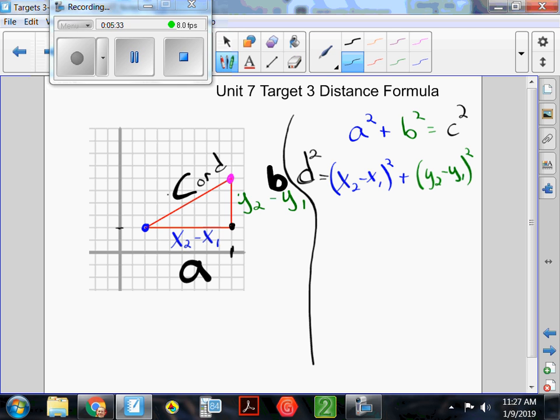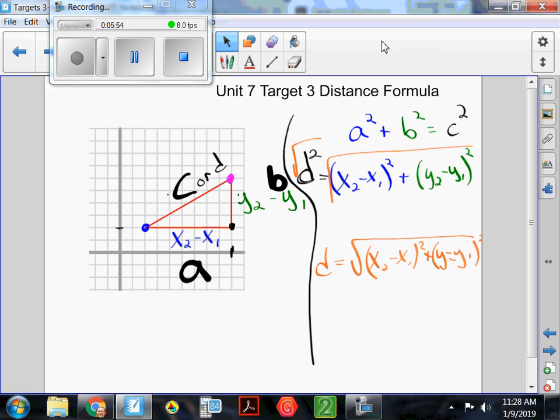And then to solve it, I need to get d, not just d squared. So I would take a square root on the left and a square root on the right. And so that results in d equals the square root of (x2 minus x1) squared plus (y2 minus y1) squared. And so it came from the Pythagorean theorem using these general numbers. You find the difference in the x's and square it, and the difference in the y's and square it.